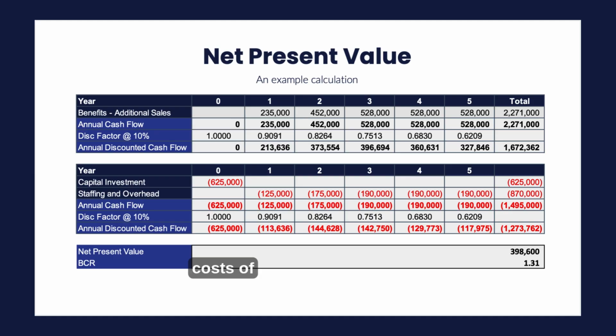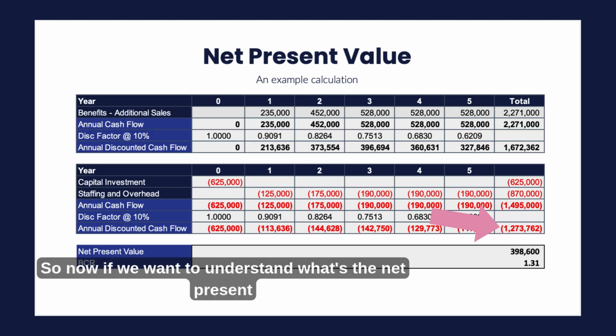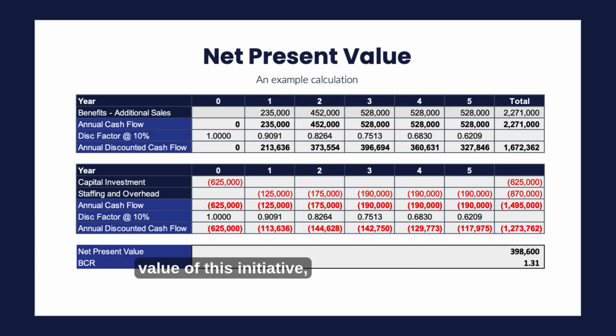of our costs of 1,273,762. So now, if we want to understand what's the net present value of this initiative, is it worth carrying on for? Well, what we've got here is 1,672 of our benefits, and we've got 1,273 in terms of our costs here.